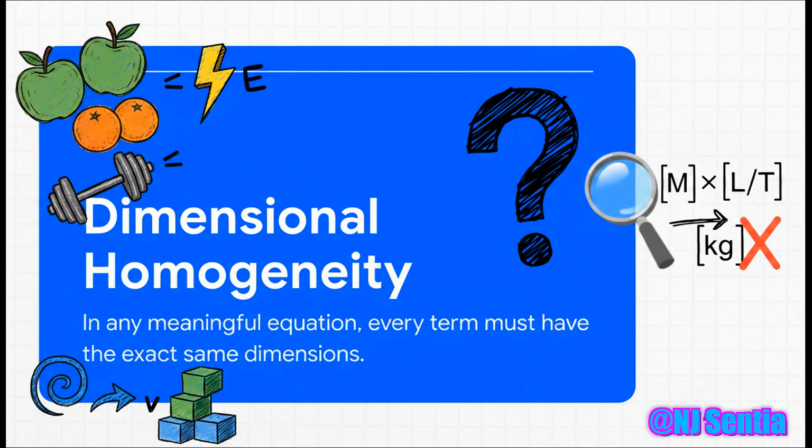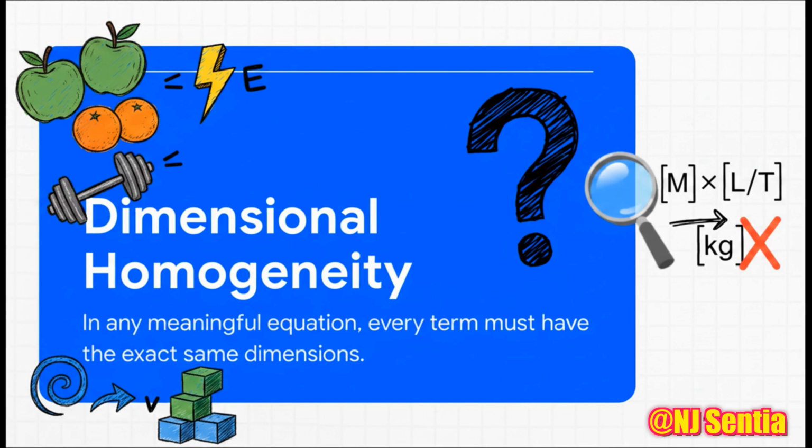And that brings us to a literally unbreakable universal law, the principle of dimensional homogeneity. Simply put, in any meaningful physical equation, every single term must share the exact same dimensions. It's basically the ultimate, scientifically rigorous version of the rule: you can't add apples and oranges. You can never, ever add a mass to a velocity. You can't subtract an energy from a force.